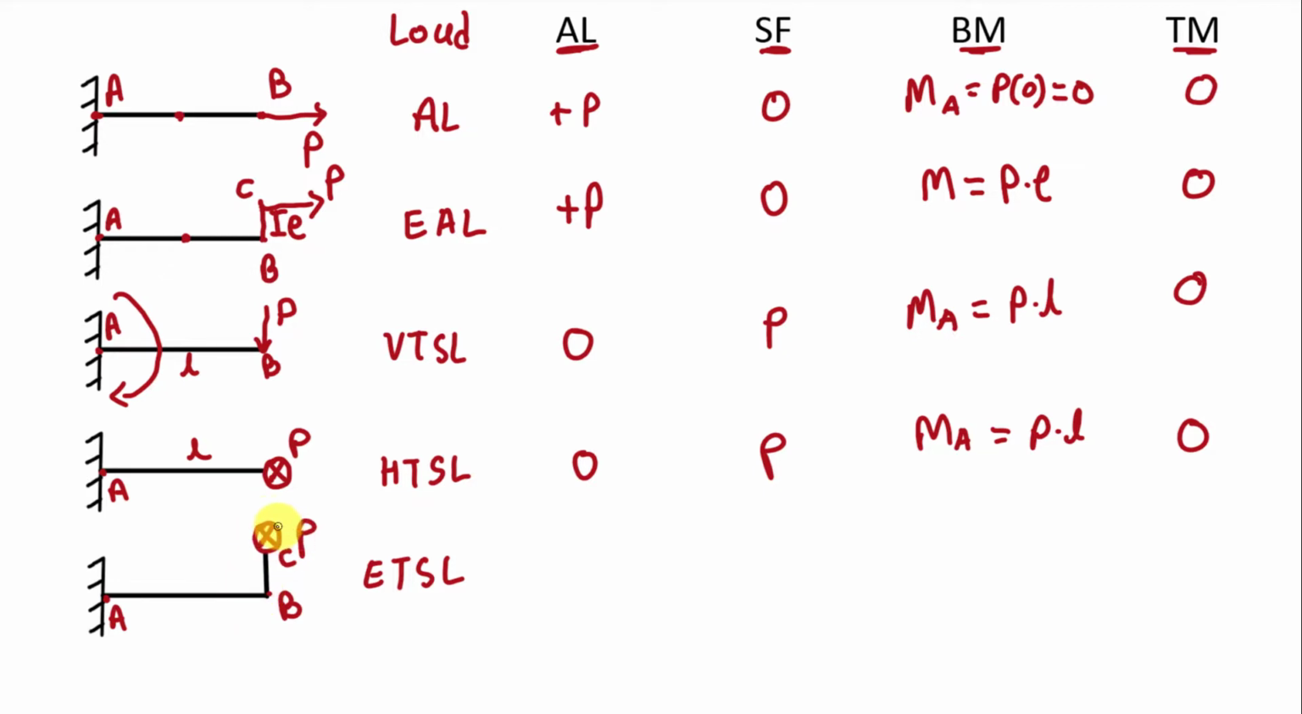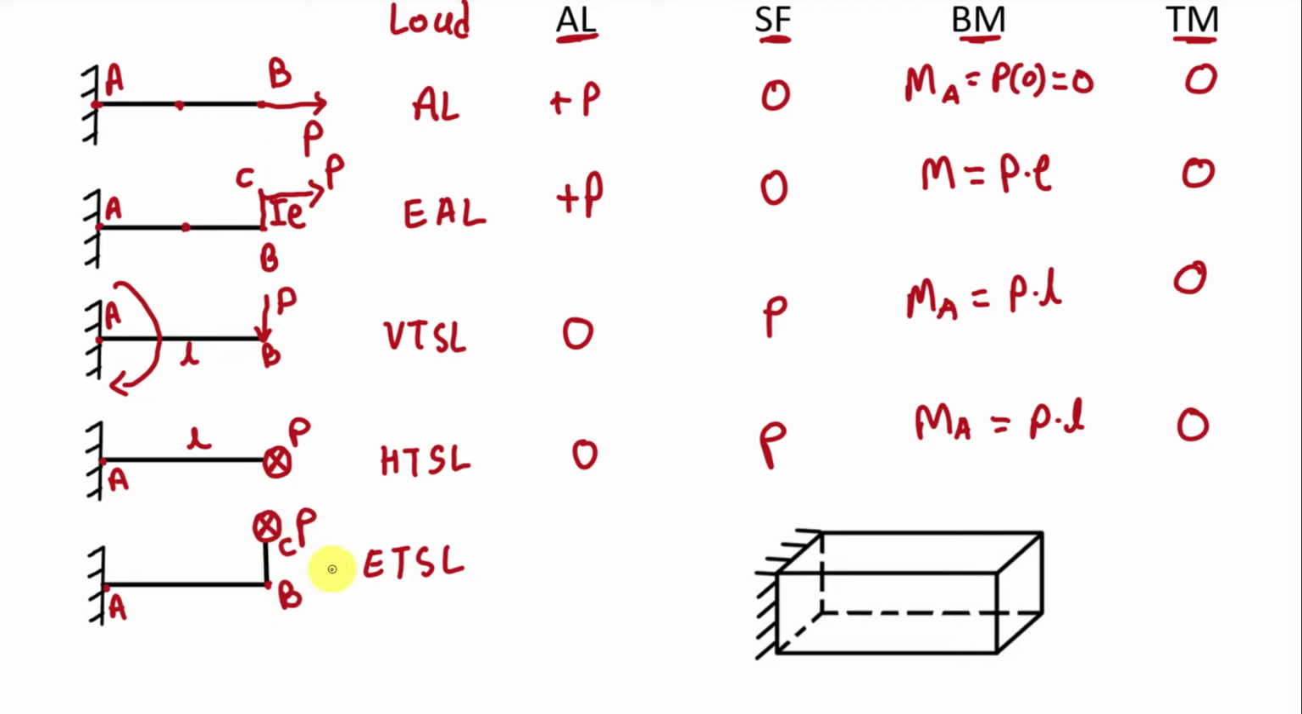This load is applied parallel to the end surface of this body, and also it is not passing through the centroid of this surface. It will be here. So it will be eccentric transverse shear load. I hope that you are able to understand it. If you are not understanding it, read the eccentric transverse shear load from the notes that I have discussed in the previous video. Now in this case we are going to find value of axial load, shear force, bending moment and twisting moment.